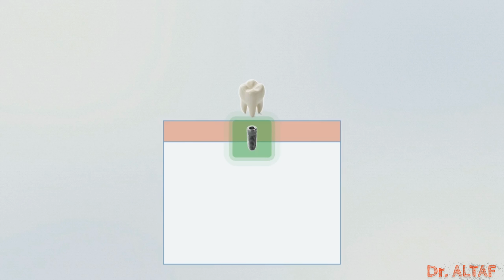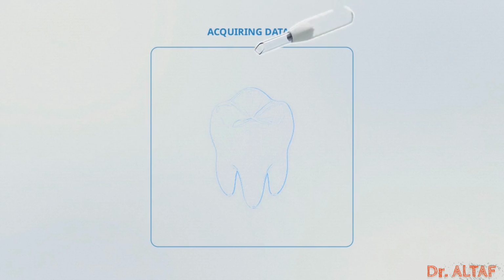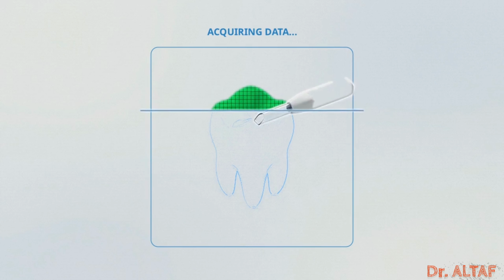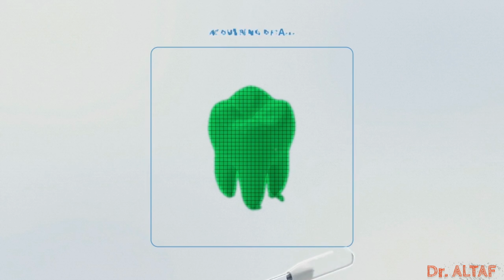Over the last decade, intraoral scanners, or IOS, have aggressively replaced analog impression materials. For single crowns and short-span bridges, optical scanning captures the three-dimensional spatial data with immense precision.